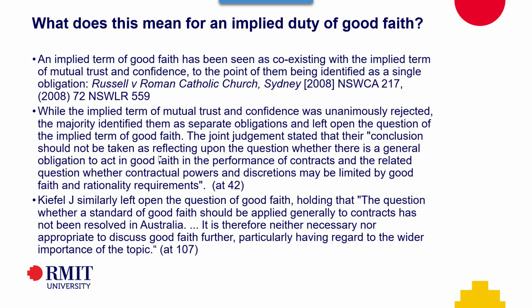So an implied term of good faith has been seen as coexisting with the implied term of mutual trust and confidence, to the point of them being identified as a single thing: Russell and the Roman Catholic Church. While the implied term of mutual trust and confidence was unanimously rejected in Barker, the majority identified mutual trust and confidence as separate obligations and left open the question of whether there's an implied duty of good faith. So what we're seeing as these cases get to the High Court is that they are not adopting this idea, but they are not rejecting it outright either.